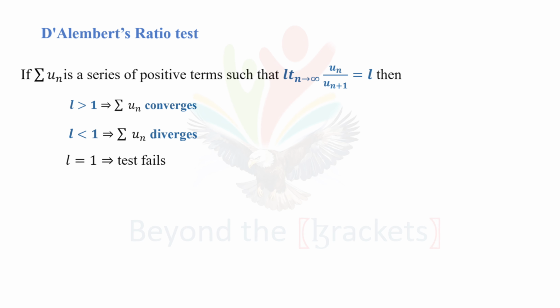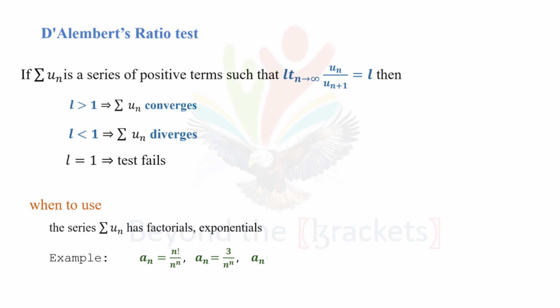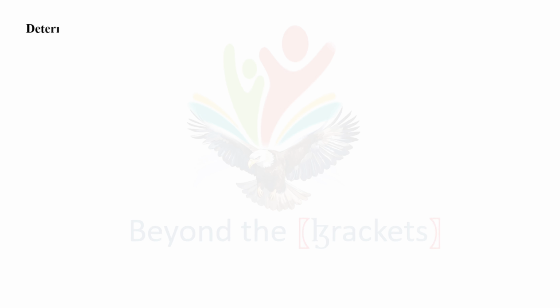You might wonder, when should we actually use the ratio test? It's useful when the terms of the series involve factorials or exponentials or both, as given in the examples. The reason is that when we take the ratio of the consecutive terms, these expressions simplify very nicely. The question says determine which of the following series converges. In the first question, observe that 2 power n is the term that is raised to n. Such terms simplify well when we take the ratio test.